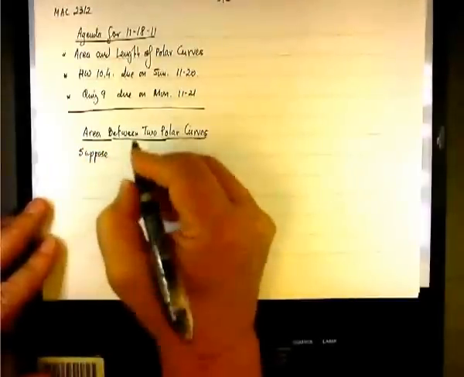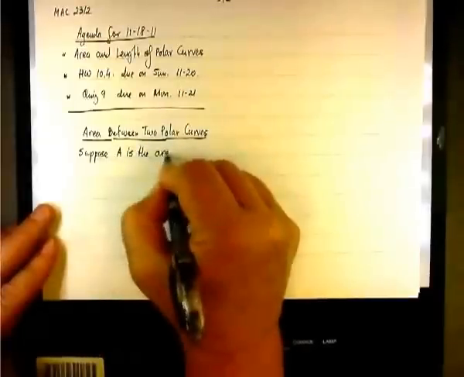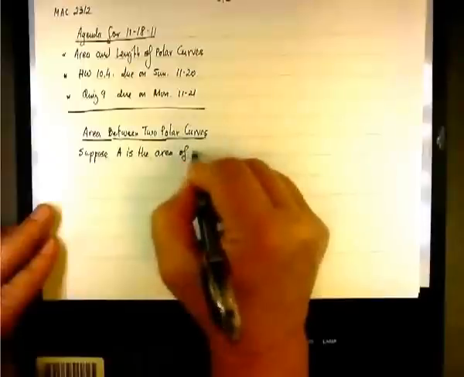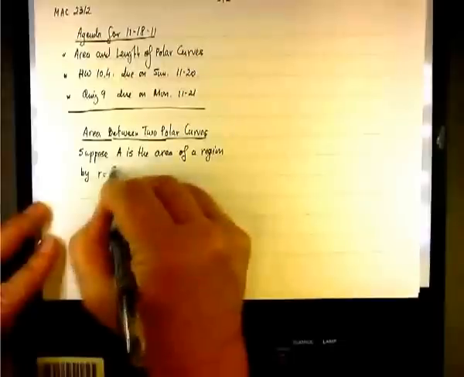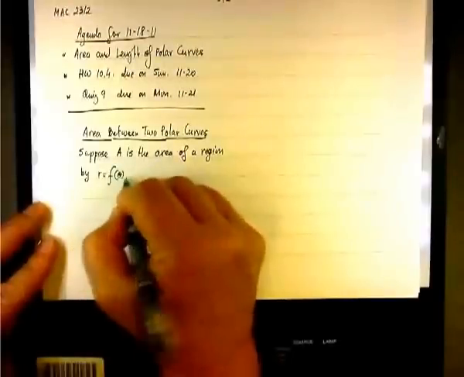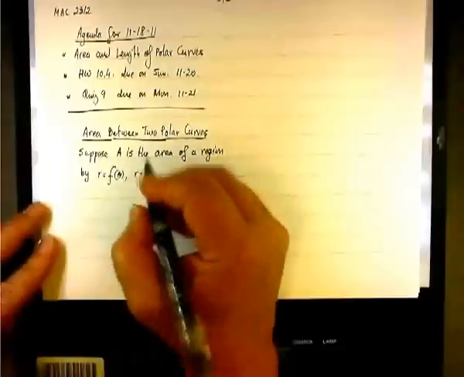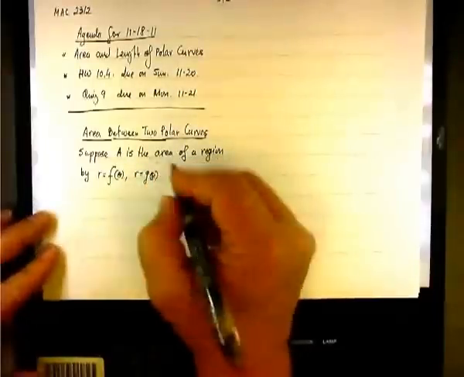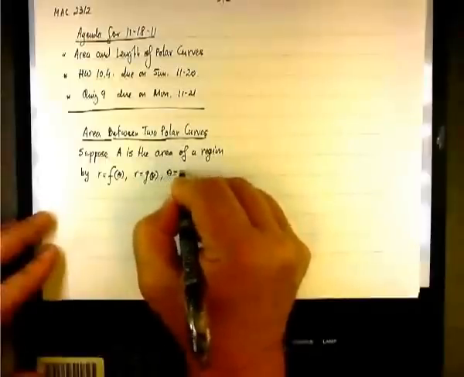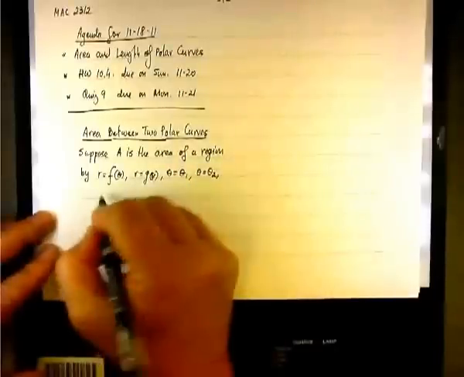Suppose A is the area of a region bounded, and here we have two polar curves. The first one would be y equal f of theta. The other will be r equals, did I say y equal f of theta? I meant r equal f of theta. And the other is r equal g of theta. Okay? And then we're going to say we bound theta. Theta goes from theta 1 to theta 2.